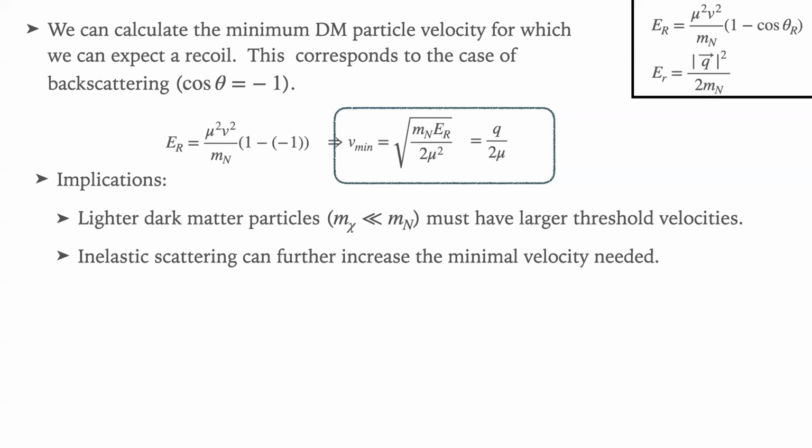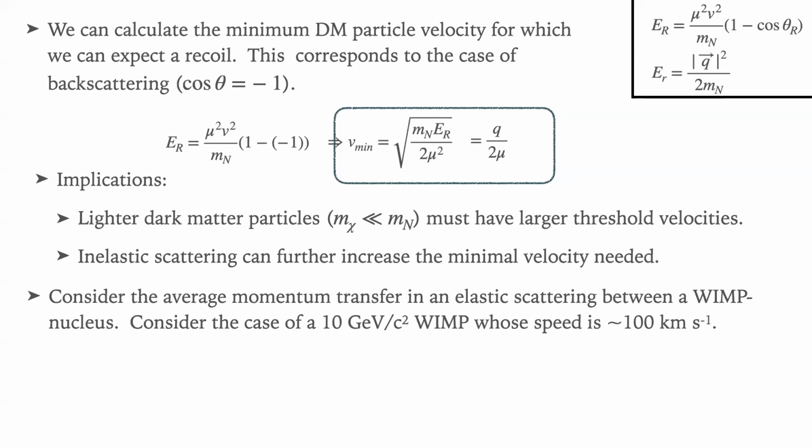The second thing that I want to point out, so I'm not really going to be talking about inelastic scattering at all in these lectures, but clearly you could also do a similar type of calculation for inelastic scattering. And if you do that, what you would find is that that can further increase the minimal velocity that would be needed in order to register something in your detector.